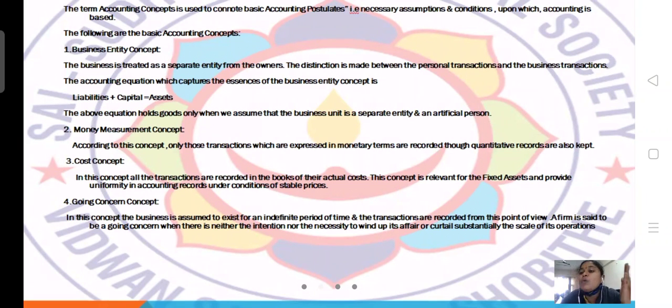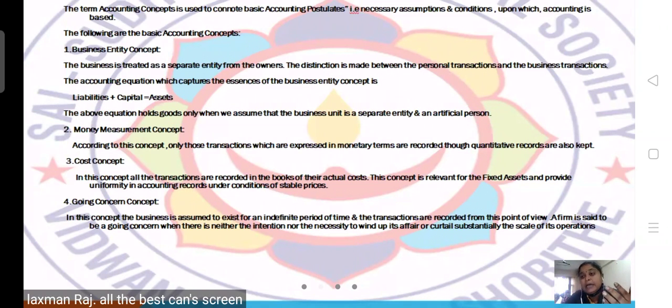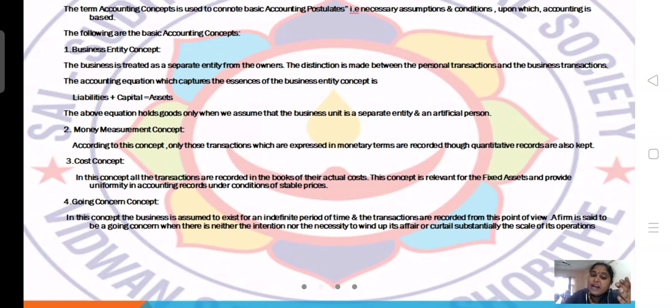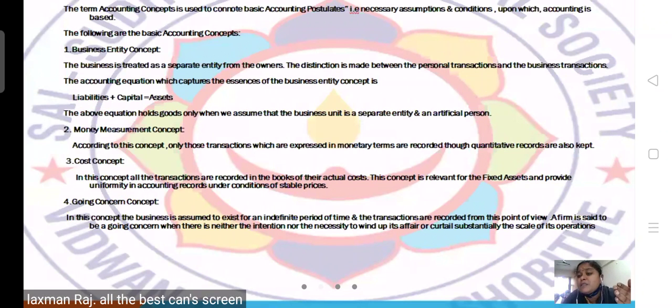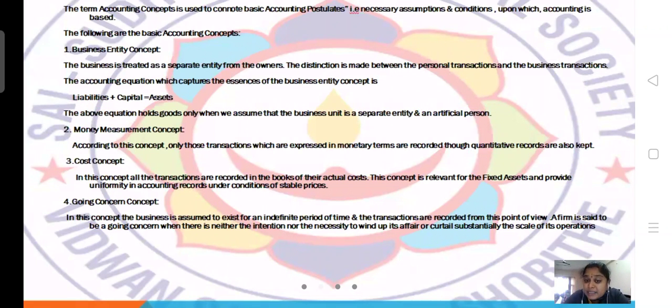And coming to the fourth one, the going concern concept. When you are doing a business, it should be running, whether you are recording transactions or doing analysis and interpretation. All the transactions should be recorded, and we can record them when the business is running. When your business is wound up, you cannot say that it is running or continuing. So you can record when your business is a going concern.